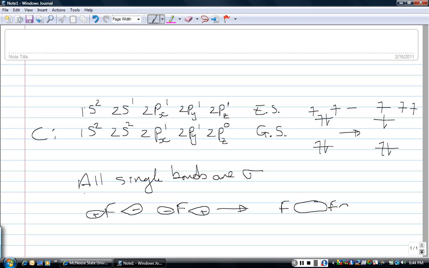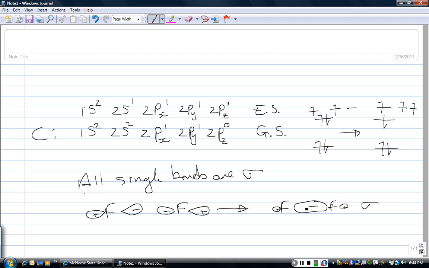There'll be a little vestigial lobe here, a little vestigial lobe here, and these would be plus, this whole thing would be minus, and this would be a plus as well. And this represents the sigma orbital of a fluorine-fluorine bond. Occupation of this molecular orbital would give rise to bonding between F and F.